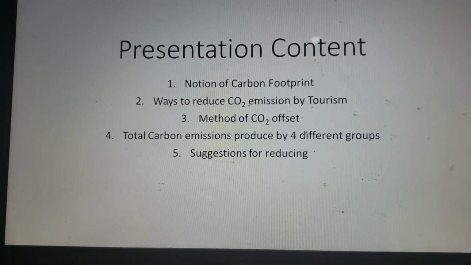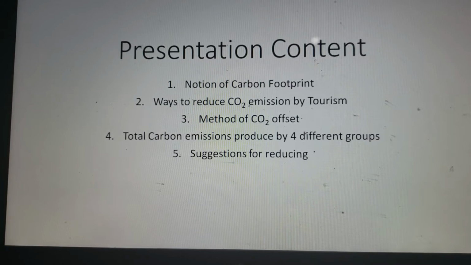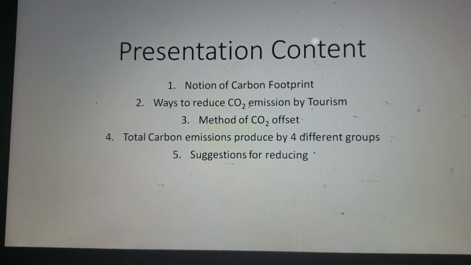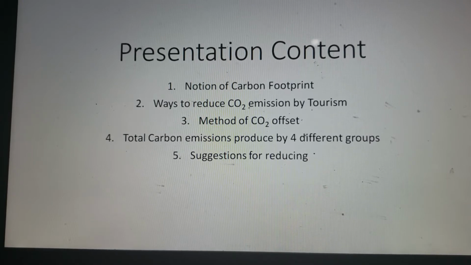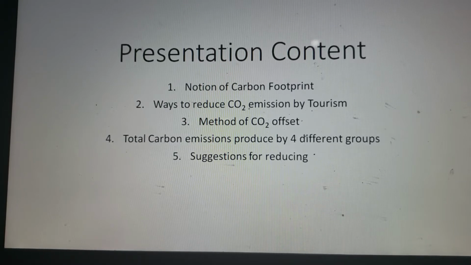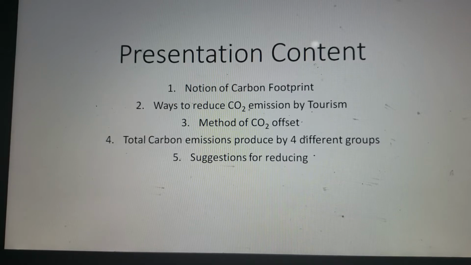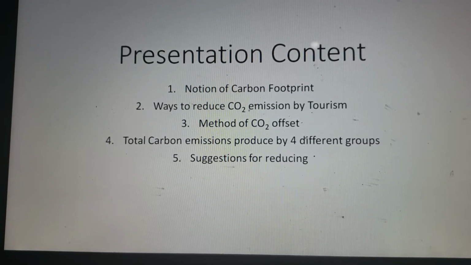I will also look at the total calculation of how much carbon emission is released by the individual activities, as well as compare them by looking at why one activity produces more than the other, and then suggest ways of how different sectors and stakeholders of this trip can reduce their carbon footprint.